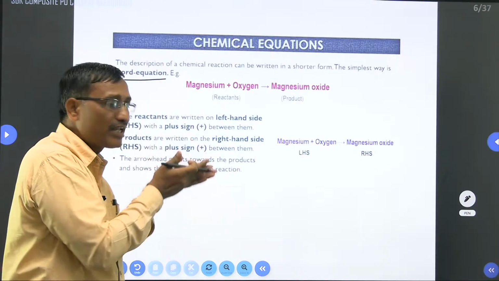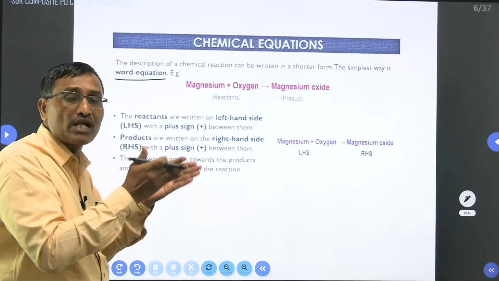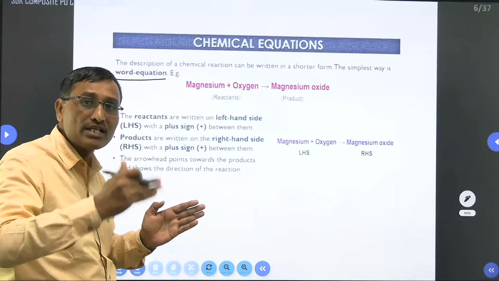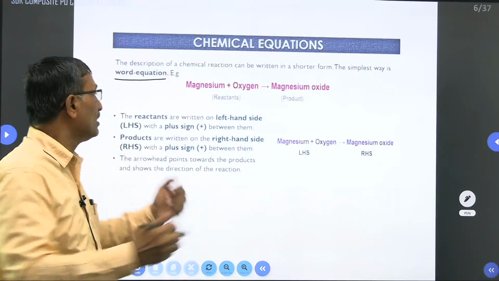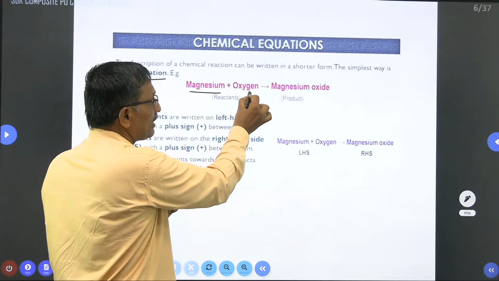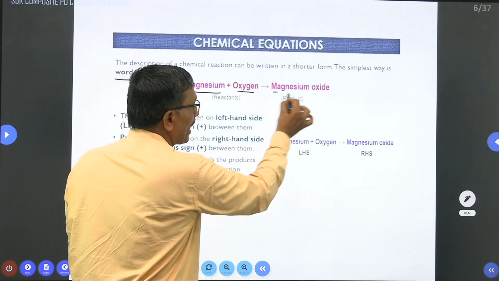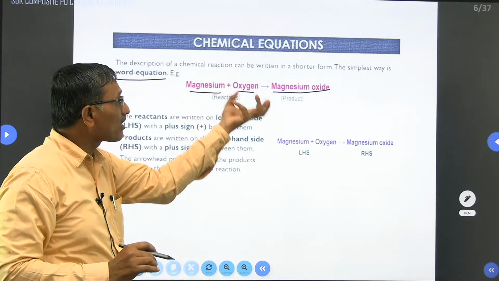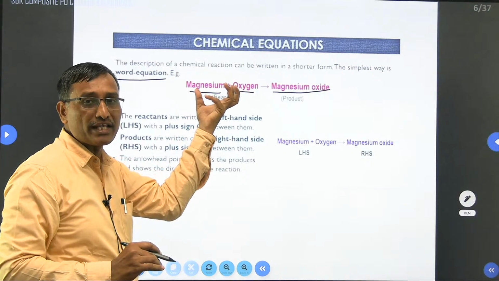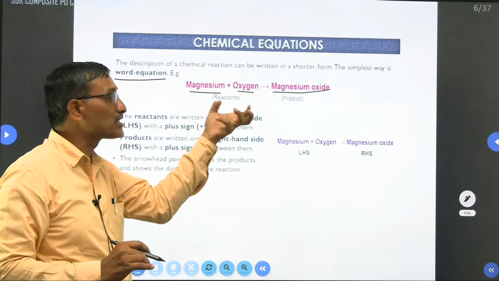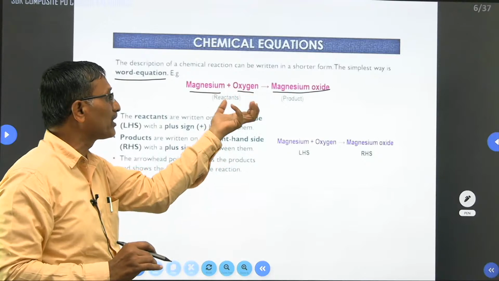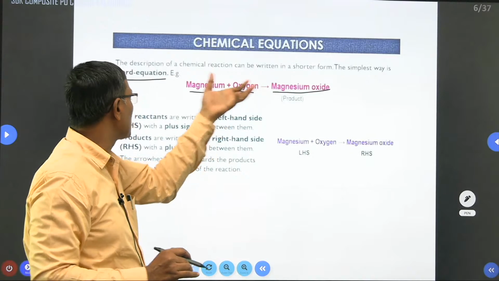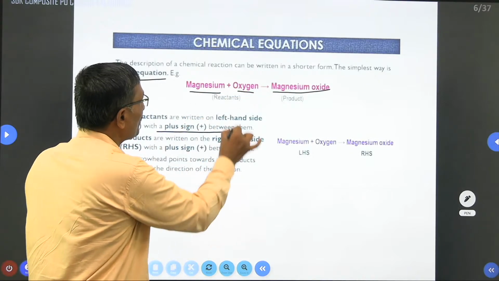Word equation means here also we are writing the names of the chemical substances which are involved, where in the reactant, and which product is formed, where in the product side. Here magnesium reacts with oxygen to give rise to magnesium oxide, students. So you know, reactants are always written on the left hand side with a plus sign between them.